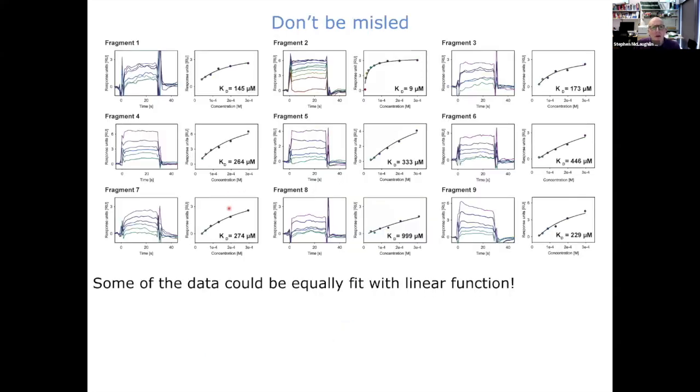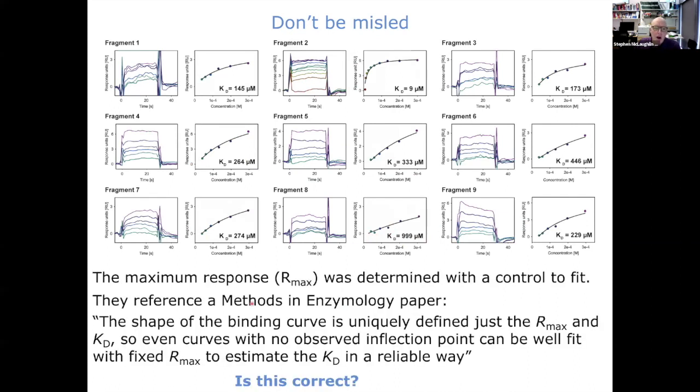Here's a published example of a screen using SPR. The fragments are very small, so there's not very much of a change, but they've fitted all the data to give you some KDs. Looking at them, you kind of think, well, I could fit this to really a linear function. Is this really right?